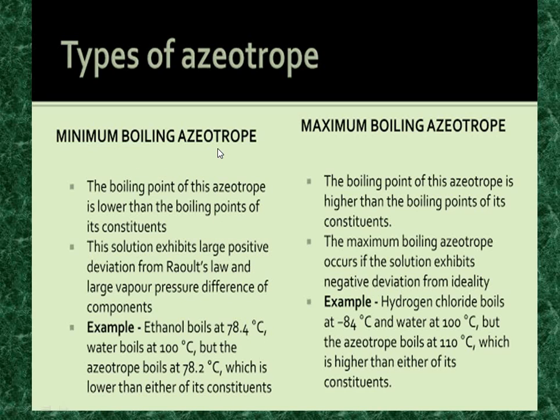minimum boiling azeotrope. And in a maximum boiling azeotrope, we see the solutions which show negative deviation from Raoult's law. For this we have the example hydrogen chloride, which boils at 84 degrees Celsius, and water at 100 degrees Celsius, but when we mix both liquids, it boils at 110 degrees Celsius, which is more than both liquids. This temperature is higher than water and higher than HCl. So this mixture is known as a maximum boiling azeotropic mixture.